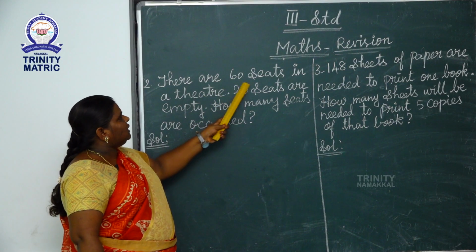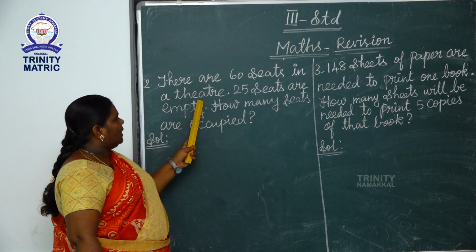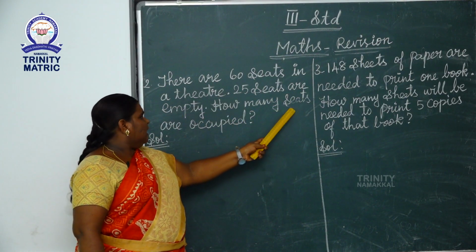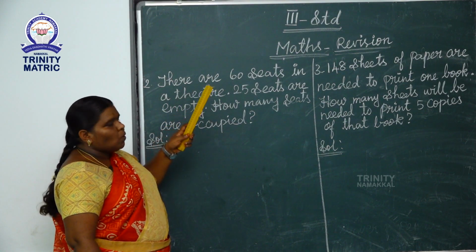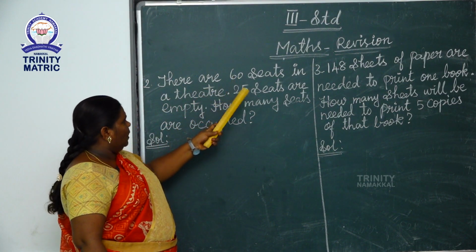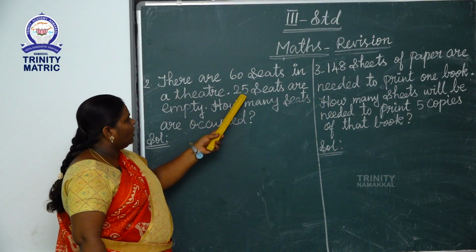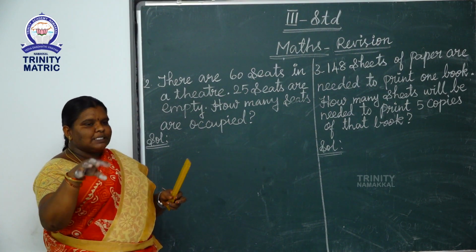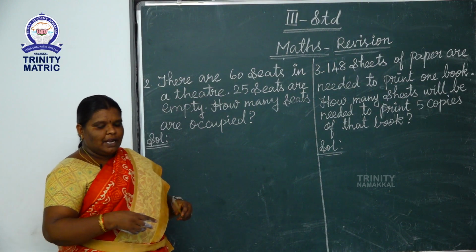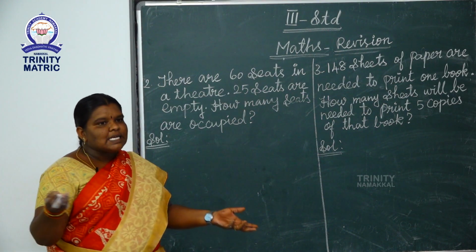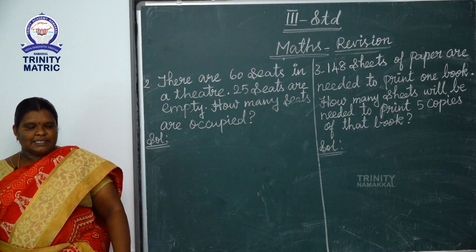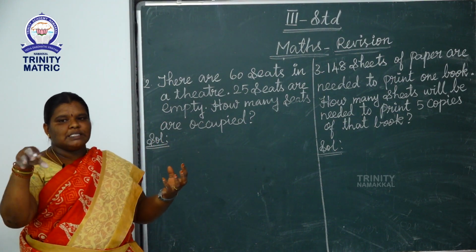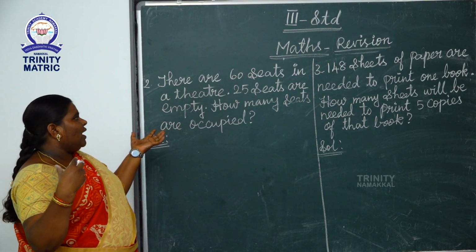There are 60 seats in a theatre. 25 seats are empty. How many seats are occupied? The total number of seats is 60. How many empty seats? 25. What are the remaining seats? How many seats are occupied? We are finding out. What do we do, addition or subtraction? Subtraction. Total number of seats 60, empty seats 25. How many seats are occupied? So we are doing subtraction.